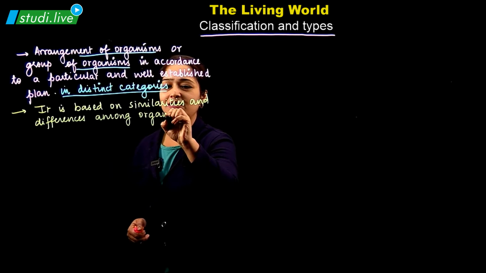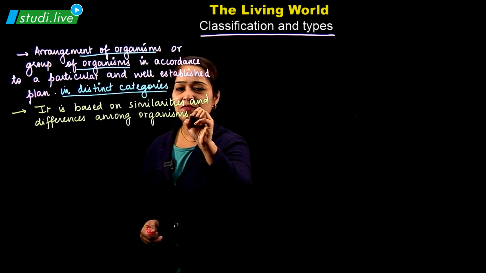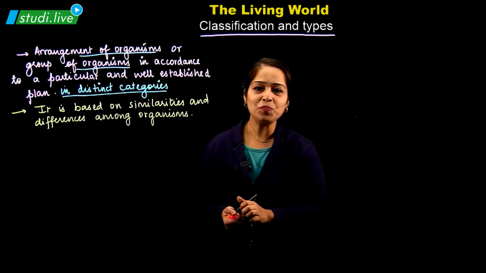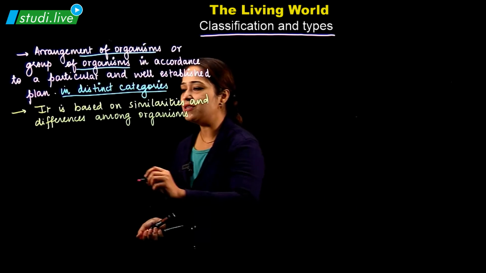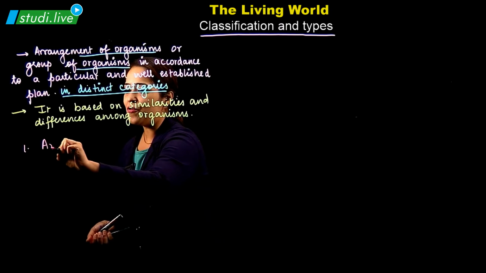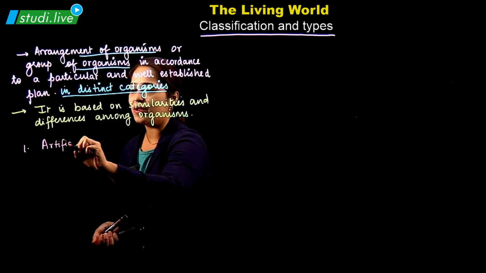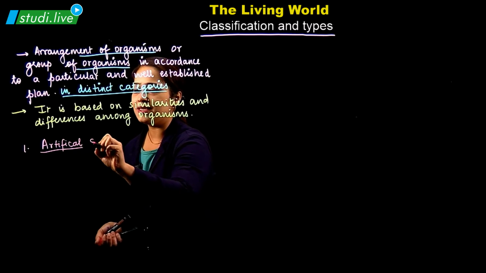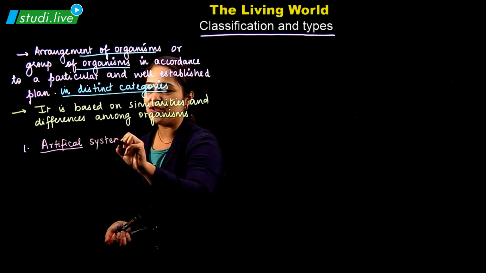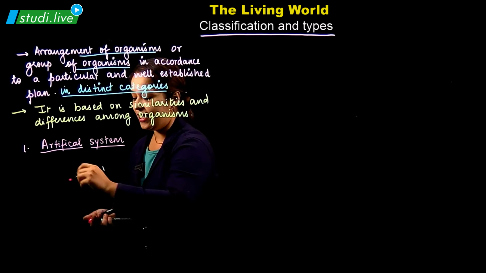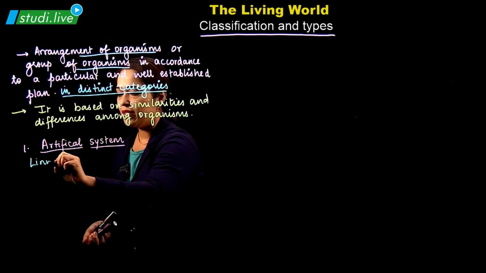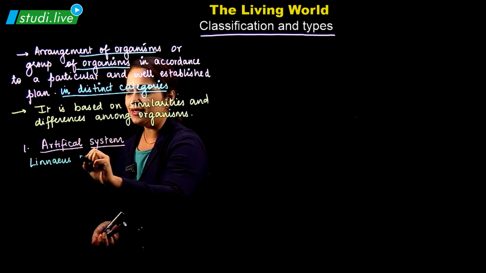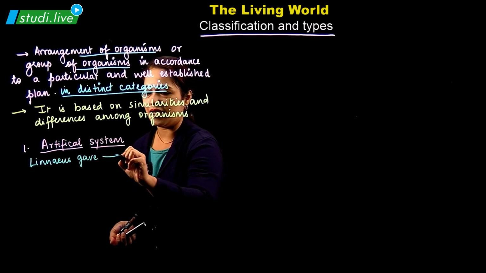So we are going to see the types of classification and who has put forward these classifications. We have the first method, which is the artificial system of classification. This artificial system of classification was given by Linnaeus. This is called Linnaeus classification. Linnaeus gave this artificial system of classification.